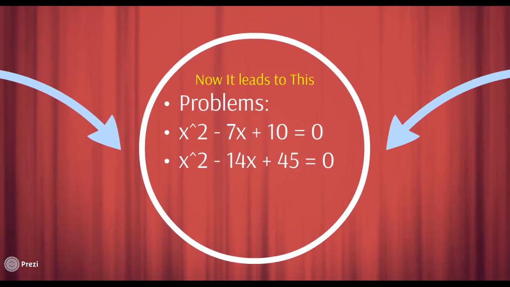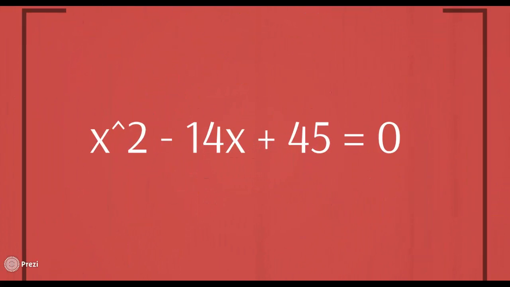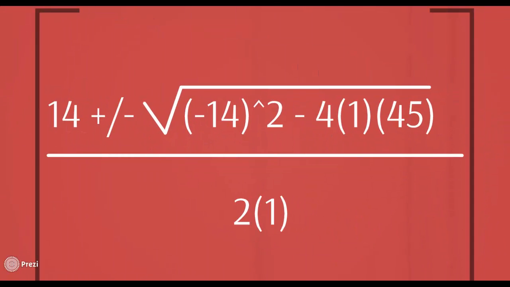And now I want you to solve x squared minus 14x plus 45 equals 0. Pause the video and solve it. Okay, now we will move on and see how to actually solve this equation. We have x squared minus 14x plus 45 equals 0. We input it into the quadratic formula and this is what we get.